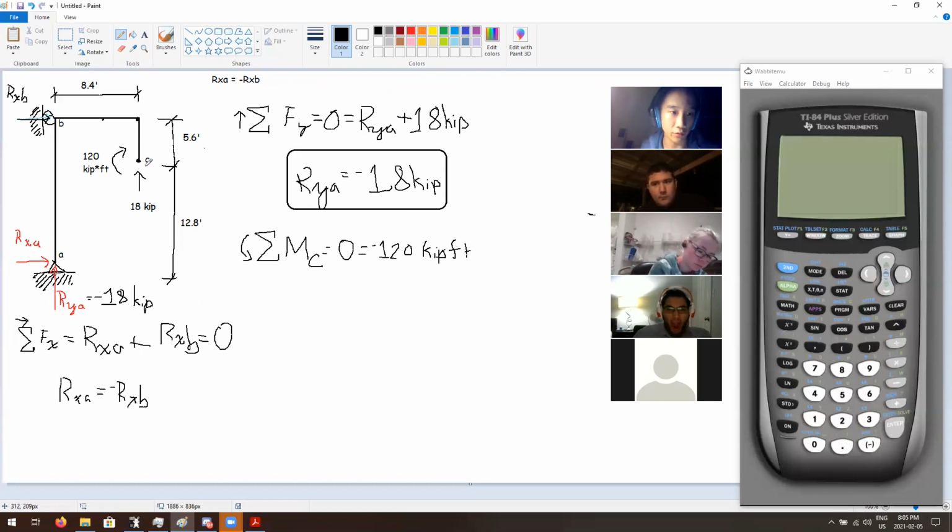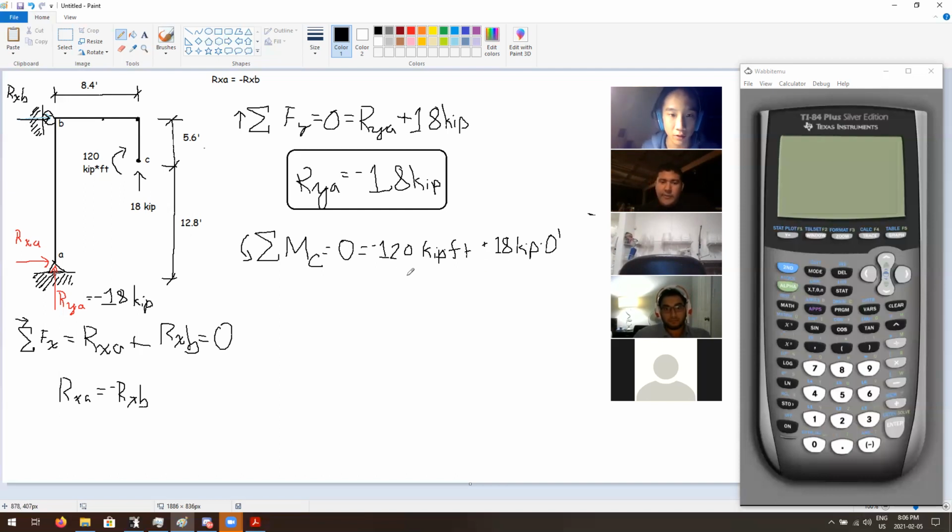What's the next force? Oh, there's a force right here, 18 kip, because we don't know which direction it is. How far away is it from C? 0. Doesn't matter, because it's pointing directly at where you're taking the summation of moments. It's not going to go anywhere. It's not going to turn. This turns, but this doesn't turn. Beautiful.